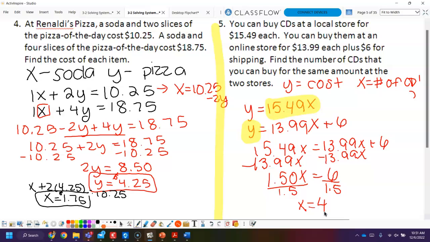So it says find the number of CDs that you can buy. So if I buy 4 CDs, my cost is the same regardless of where I buy it from. It doesn't ask you how much it costs, right? Don't do extra work. You don't have to find Y in this case. It asks you how many. So make sure you know what you're being asked and know how to answer it.